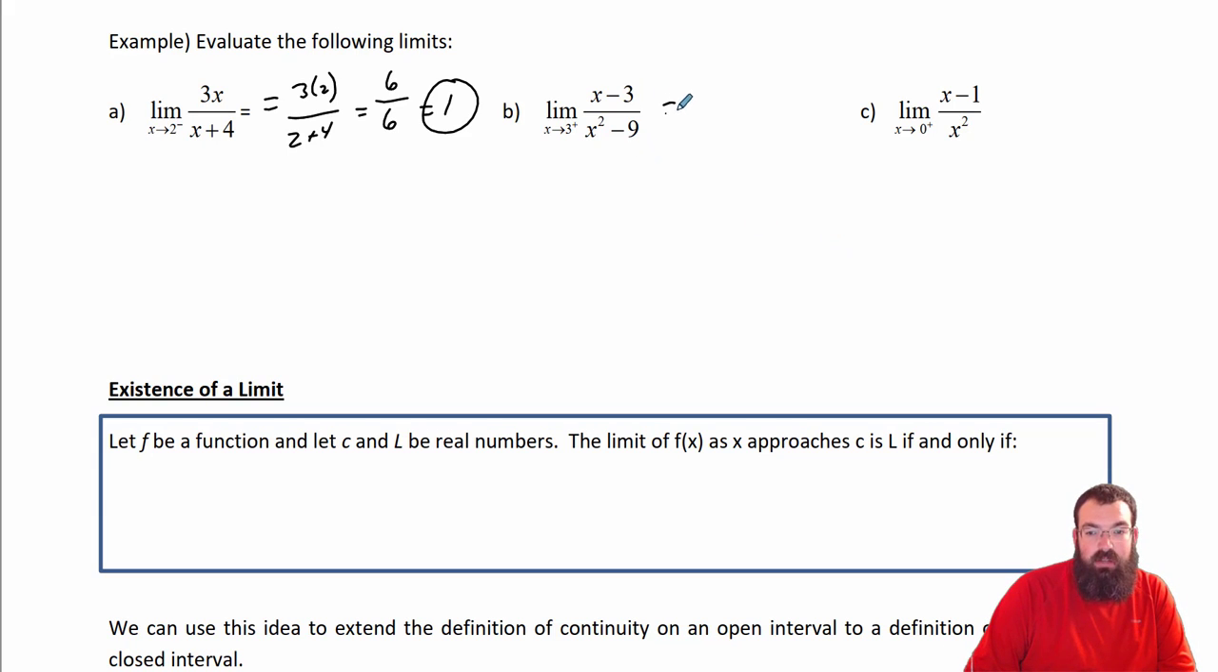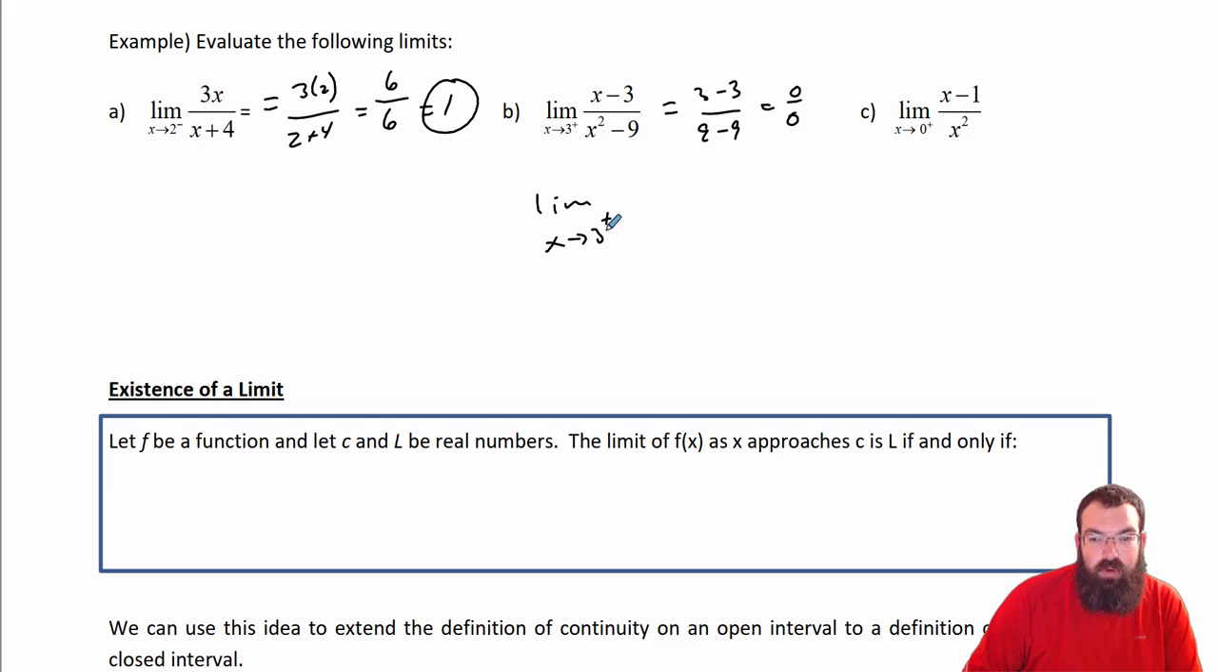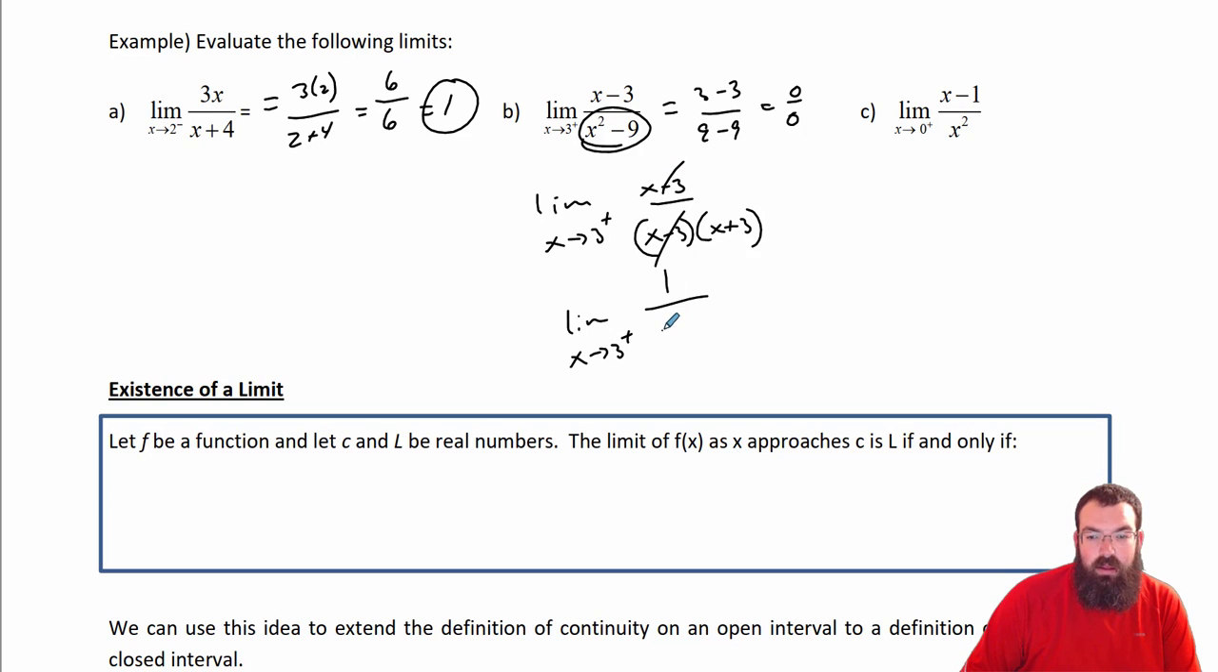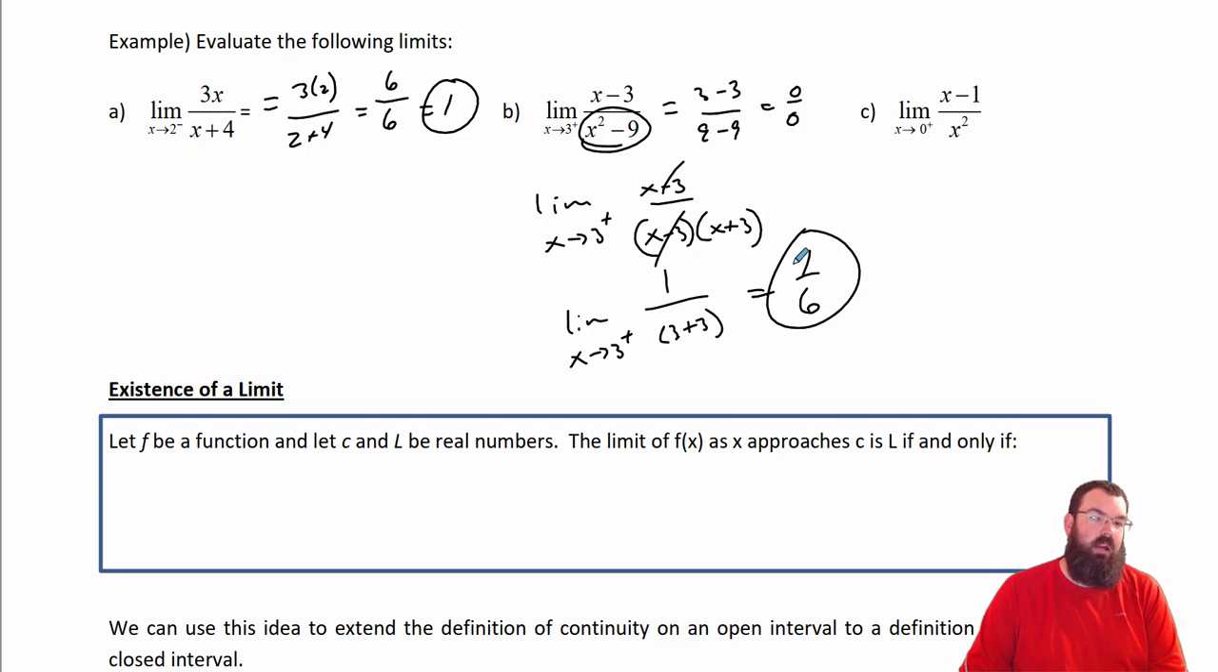This one, if I plugged in, I would get 3 minus 3 over 9 minus 9, so that's 0 over 0. Later on, you might be using L'Hopital's rule on that one, and I probably would, but I'm going to show you how to do it another way. I take the limit as x approaches 3 from the right of x minus 3 over x minus 3 times x plus 3. We have to realize that this can be factored, so now I cancel. It's the limit as x approaches 3 from the right of 1 over x plus 3, which is 1 over 6. So that's how that one's taken care of.